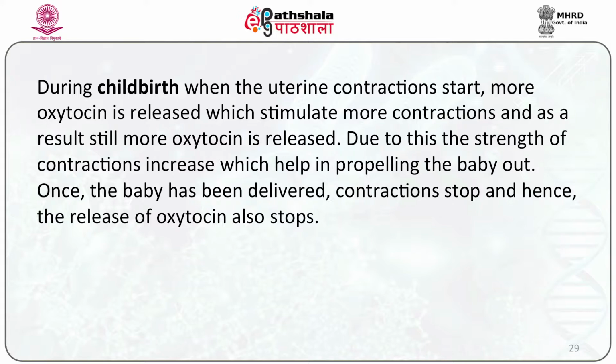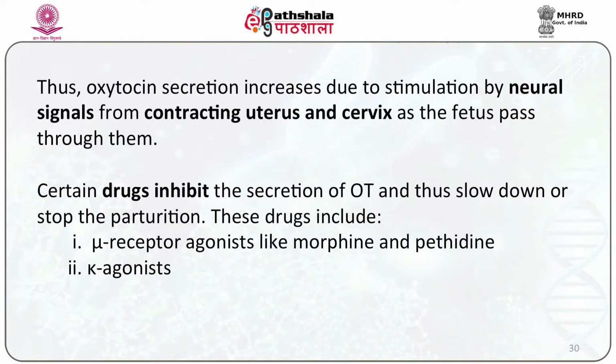Once the baby has been delivered, contractions stop and hence the release of oxytocin also stops. Thus, oxytocin secretion increases due to stimulation by neural signals from contracting uterus and cervix as the fetus passes through them. Certain drugs inhibit the secretion of oxytocin and thus slow down or stop the parturition. These drugs include mu receptor agonists like morphine and pethidine and kappa agonists.